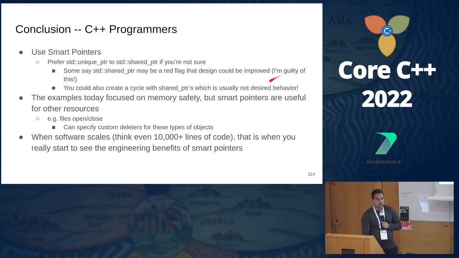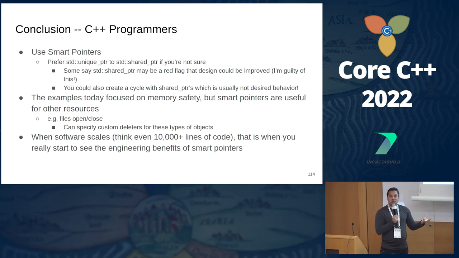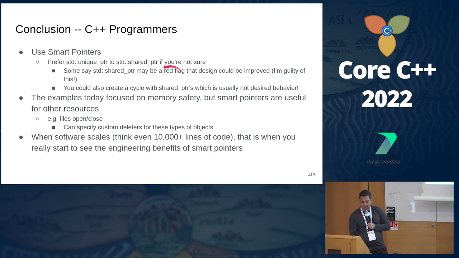And this has gotten me into trouble. With shared pointer, you could also create a cycle, which is usually an unfavorable thing in computer science. We learn about cycle detection algorithms and these types of things. So shared pointer A points to B, and B points to C, and C points to A, then you've got this cyclic relationship. And you can read the number one Stack Overflow post about using a weak pointer to break the dependency.